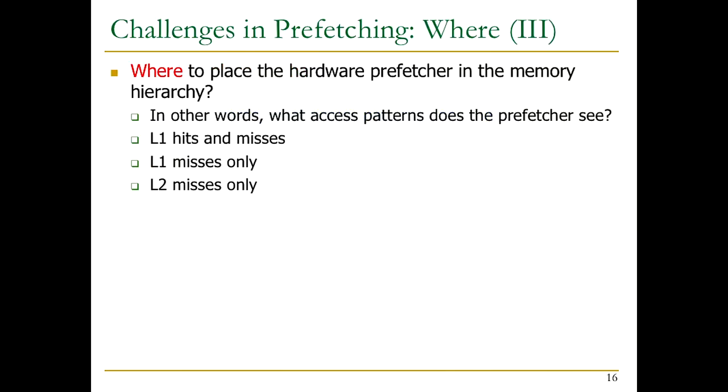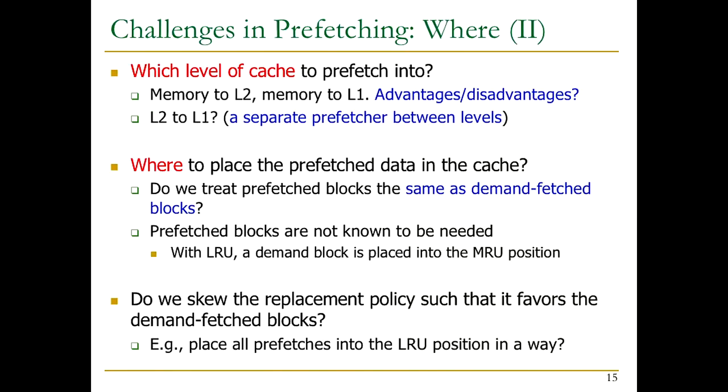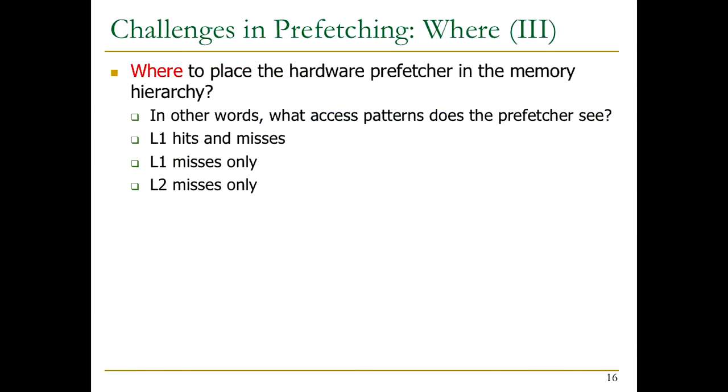Okay, so it is a little bit complicated, as you can see. Well, there's more, actually. Where to place the hardware prefetcher in the memory hierarchy is similar to this one, but not necessarily exactly the same, because you may place the hardware prefetcher somewhere, and that hardware prefetcher sees some misses or accesses, and it may prefetch into some other level. So you can, for example, have a memory prefetcher in the memory controller prefetching directly into the L1 cache. It's possible. But basically, where you place the hardware prefetcher determines what access patterns the prefetcher sees.